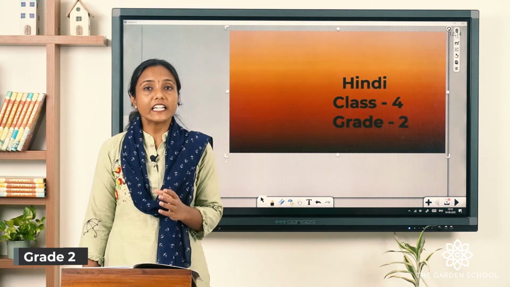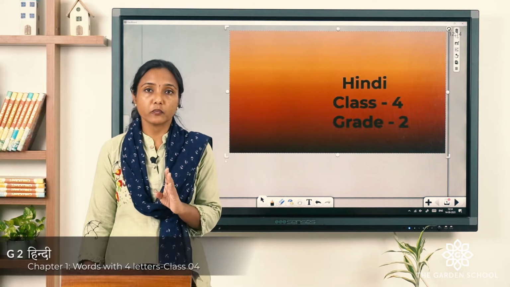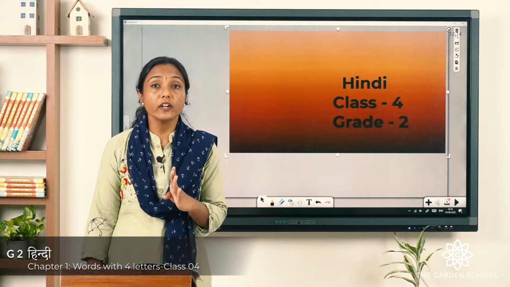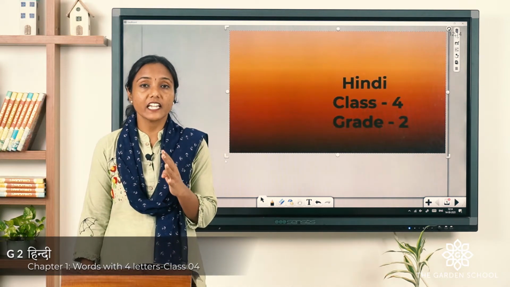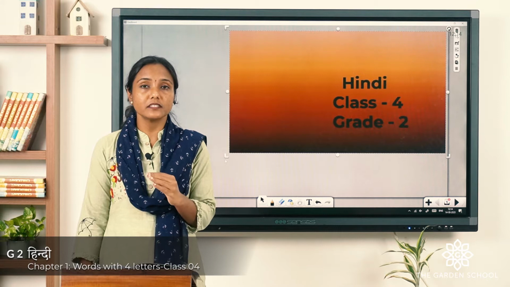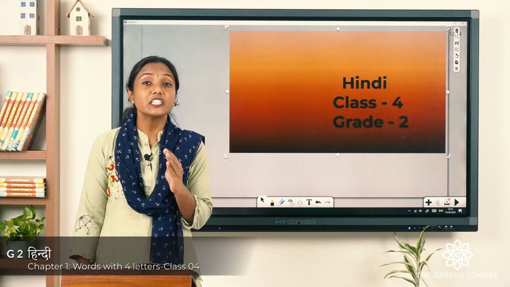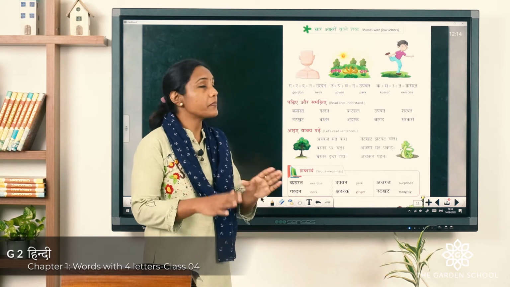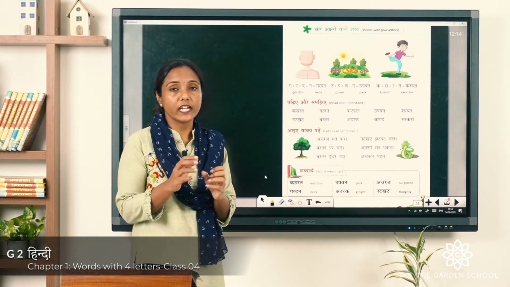Last class we did an exercise on 3-letter words and we learned 3-letter words also, right? So today's class we will be learning about 4-letter words. What do we say in Hindi? How do we say 4-letter words? That is चार अक्षरों वाले शब्द. We are going to learn today चार अक्षरों वाले शब्द. That means words with 4 letters.